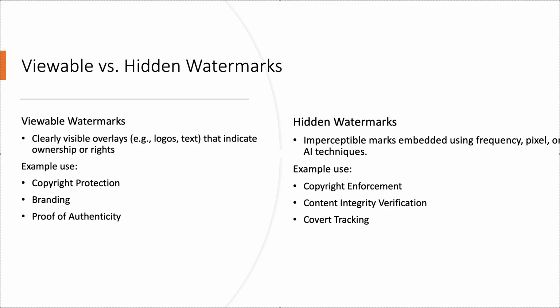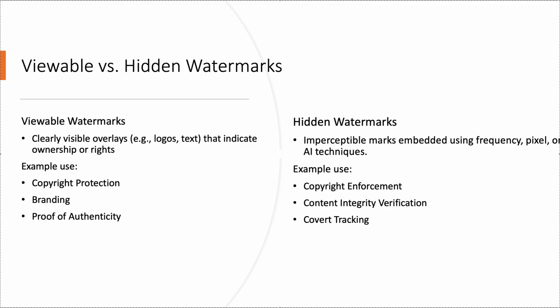Content integrity verification is another critical application. Think about deepfakes and AI-generated content. Hidden watermarks can prove whether a video has been manipulated or generated by AI. Major AI companies like OpenAI and Google are now exploring watermarking their generated content to combat misinformation.